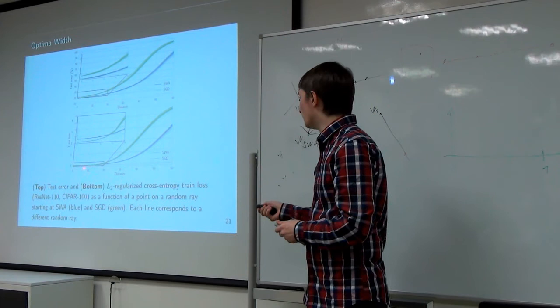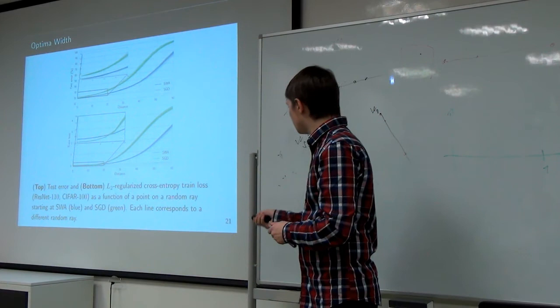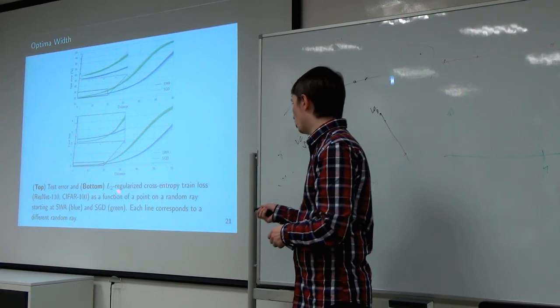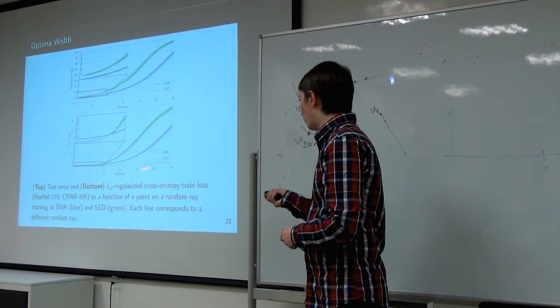But at the train loss, the SWA point is more stable when we go far away from the optimum.